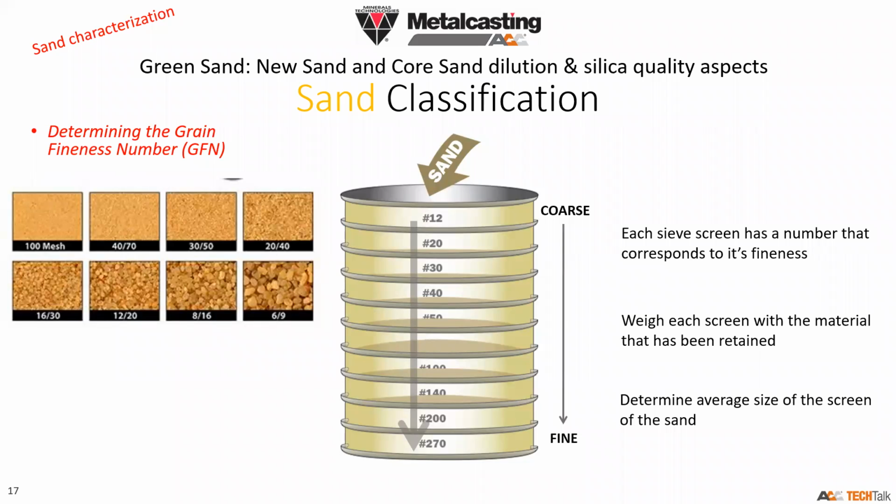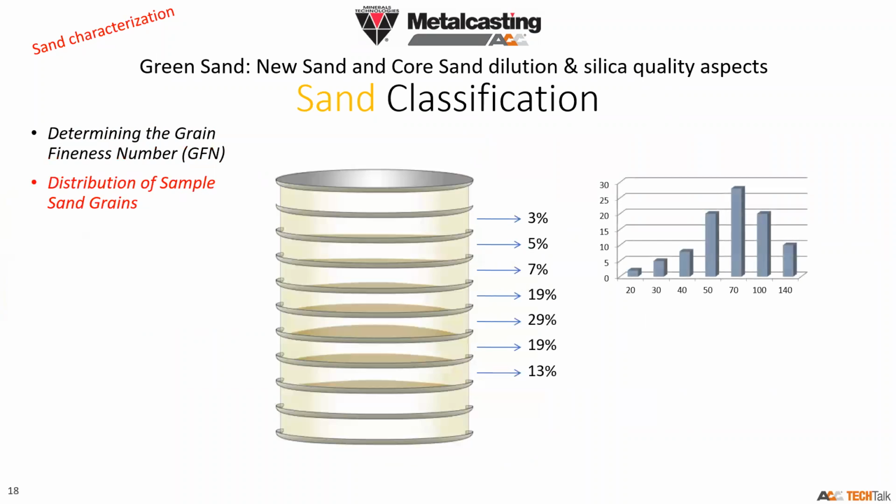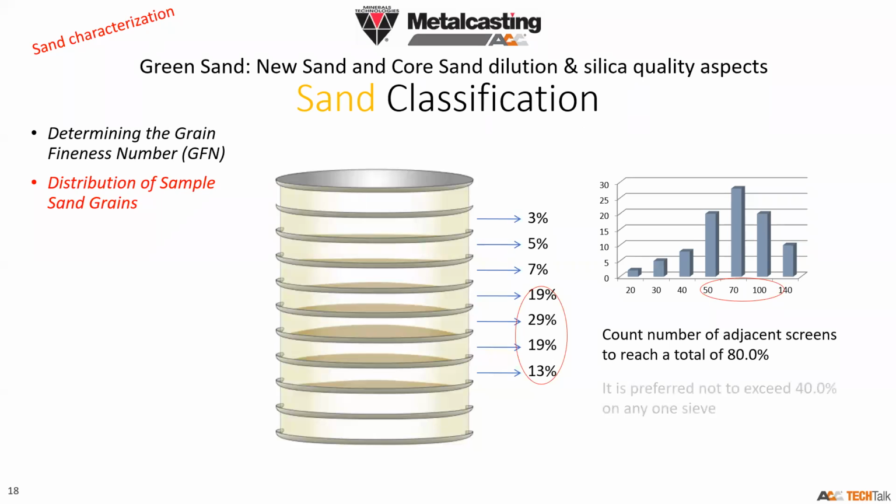As an example, after distribution of the sand, you can find, for example, 3%, 5%, 7%, 19%, 29%. You have a sort of distribution across the sieves. Knowing that, we want to have about 80% on 3 to 4 screens, and we don't want more than 40% on one single sieve for the grain sand. And on the next slide, it gives you a bit more explanation.